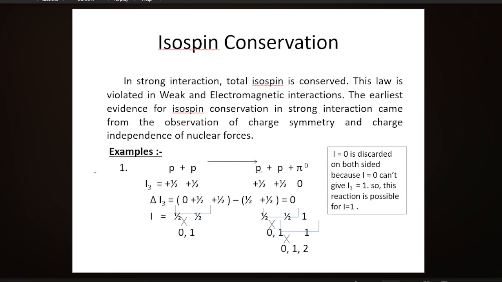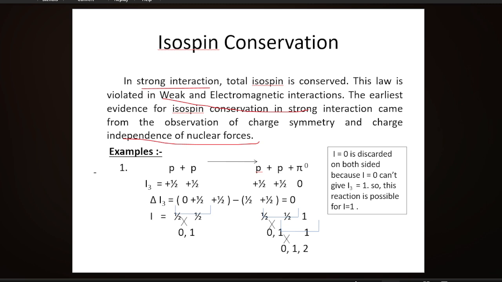Isospin conservation. In strong interaction, total isospin is conserved. This law is violated in weak and electromagnetic interactions. The earliest evidence for isospin conservation in strong interaction came from the observation of charge symmetry and charge independence of nuclear force, as I discussed previously.